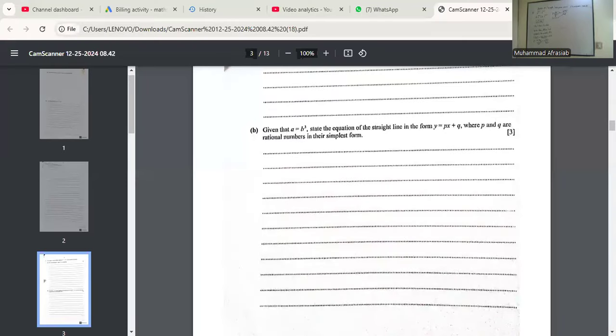Given that a is equal to b cube, state the equation of the straight line in the form y is equal to px plus q, where p and q are rational numbers in the simplest form.